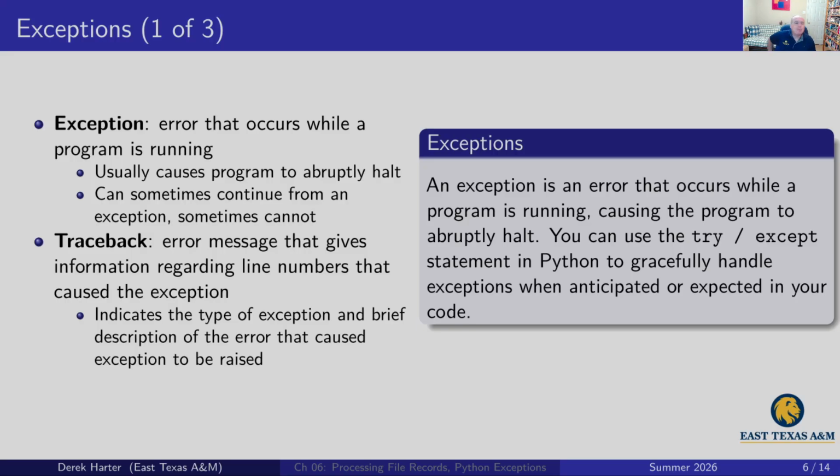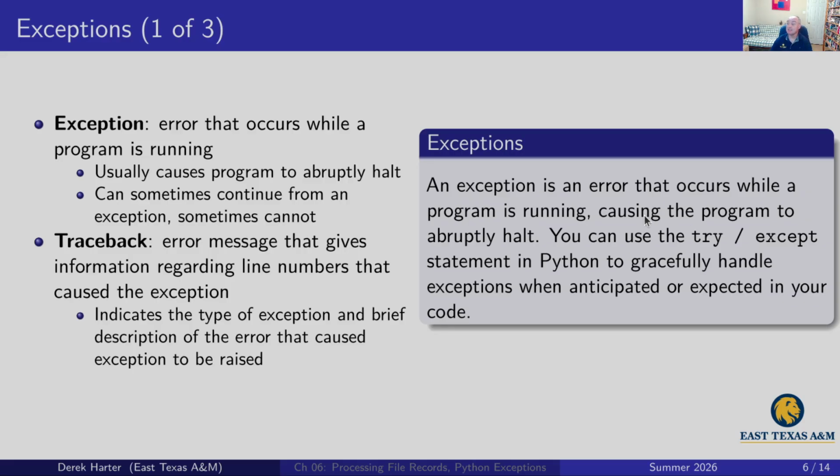Okay, so now we're going to move on to a different topic. We're going to talk about exceptions in Python. So many high-level programming languages have mechanisms for allowing for errors to occur and then to be able to detect and possibly handle them gracefully. So an exception in a programming language like Python is an error that occurs while the program is running, causing the program to abruptly halt.